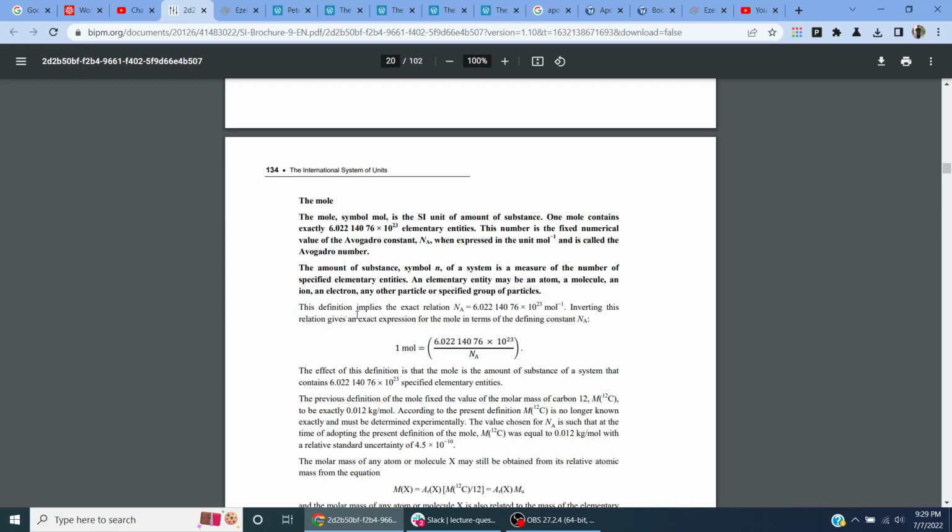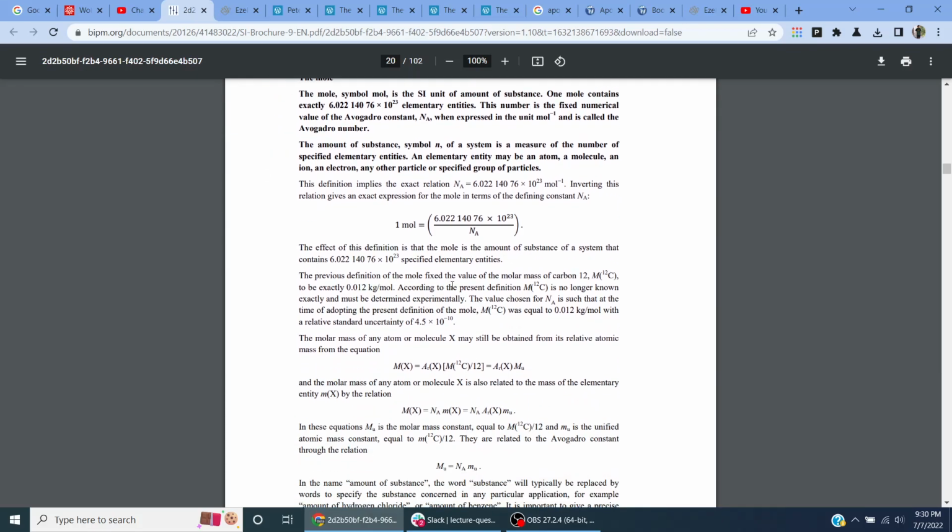Inverting this relation gives an exact expression for the mole in terms of the defining constant N sub A: 1 mole equals 6.0221407 times 10 to the 23rd divided by the Avogadro constant. The effect of this definition is that the mole is the amount of substance of a system that contains 6.0221407 times 10 to the 23rd specified elementary entities.